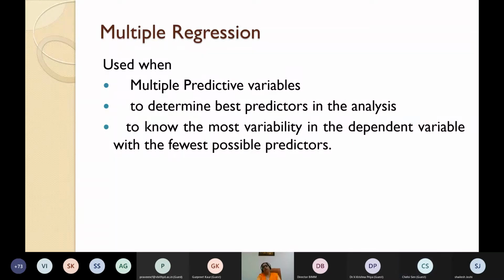Let's initiate the discussion for today. Multiple regression, which is commonly used in social and behavioral data analysis. In the multiple regression context, researchers are very often interested in determining the best predictor for the analysis. And as I said, it has multiple predictive variables or multiple independent variables.